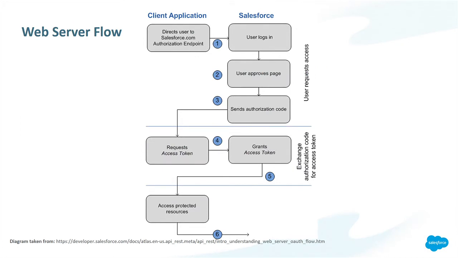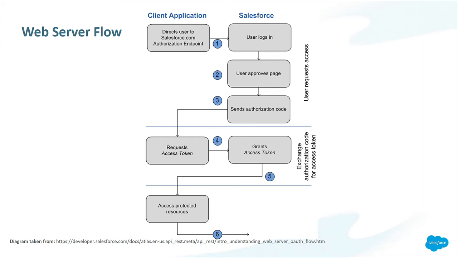So this is how the web server flow works. Just a high-level look at it. You have a client application, the user is using it, and then the user gets redirected into Salesforce. At that point, if the user is not logged in, the user will be asked to log in. The user logs in, and then you get that page which asks the user, do you want to allow this or deny this? And if the user allows access to the application, Salesforce sends something called an auth code. That's like a precursor step to actually sending the access token.